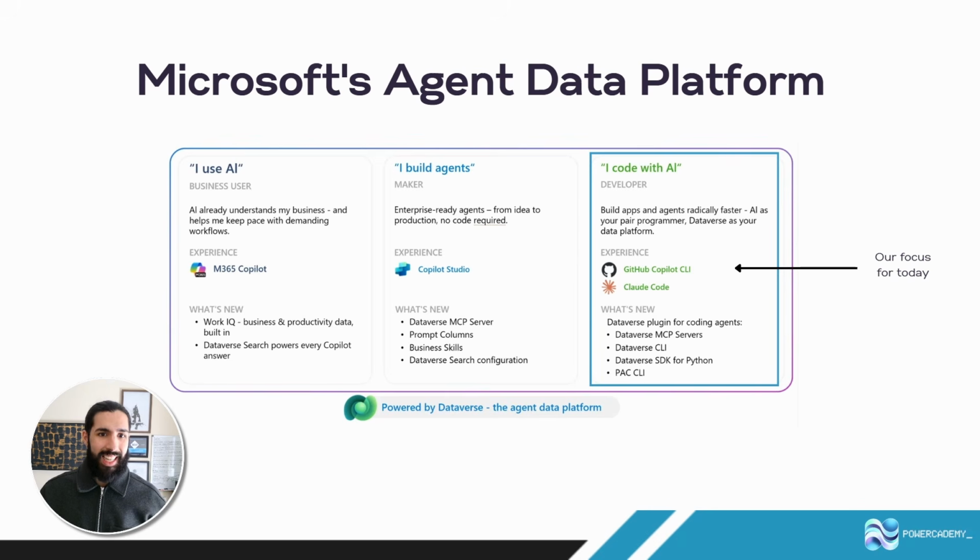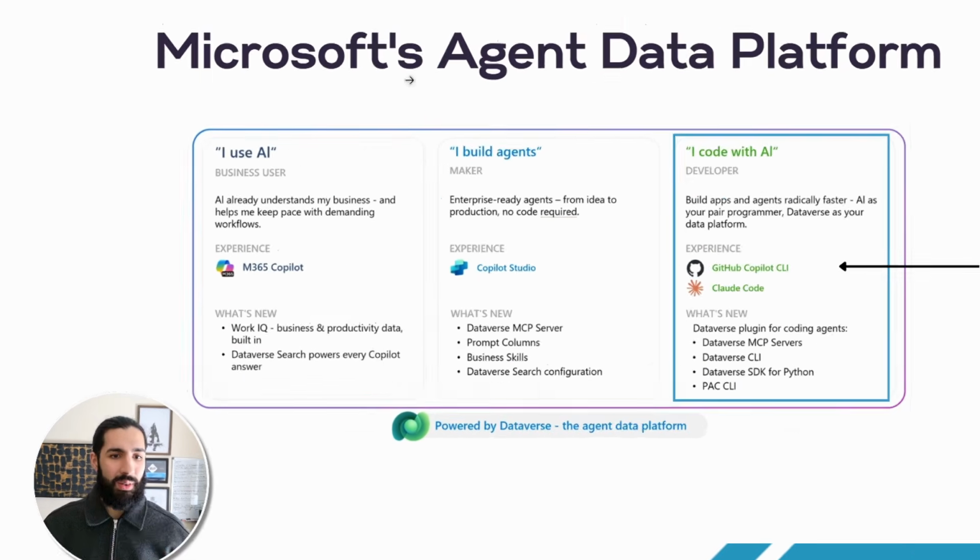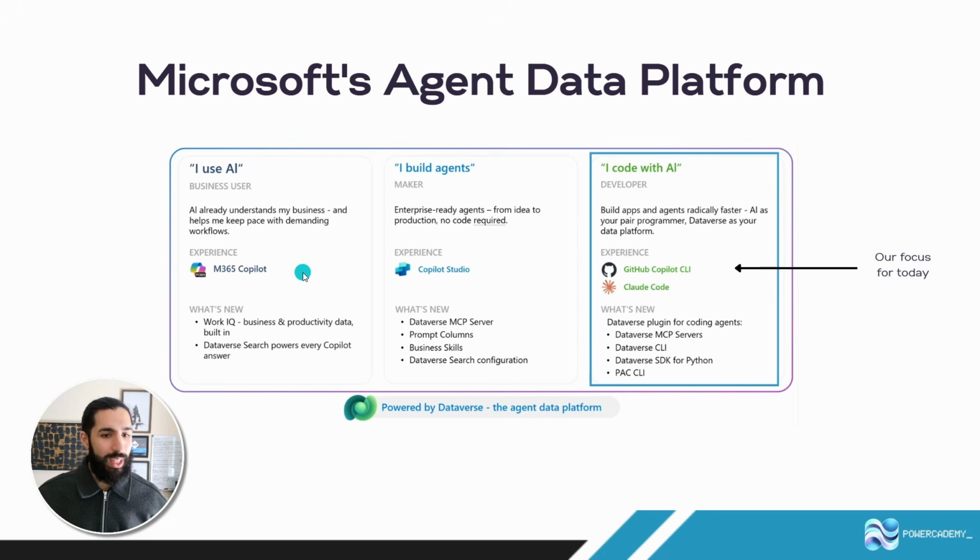Now there's 3 different phases to this, and I want to break down each one. And each of these phases go through a different entity within the business. So here we've got business user, here we've got maker, and here we've got developer. Now this is where our focus will be for today, but I just want to cover these really briefly. So I use AI, so this is the business user, right? And their experience is through M365 Copilot.